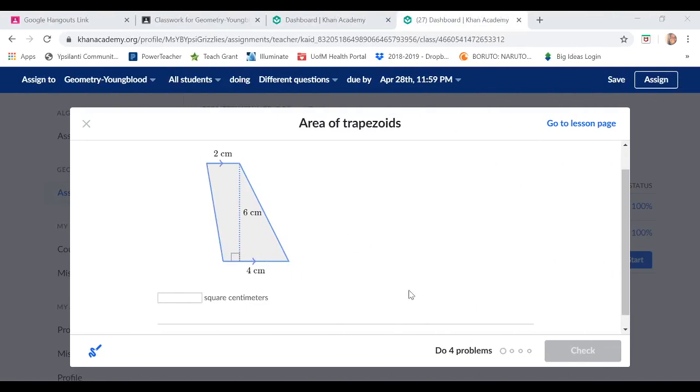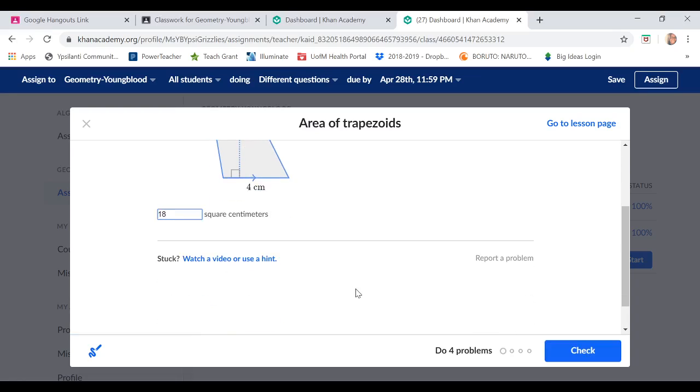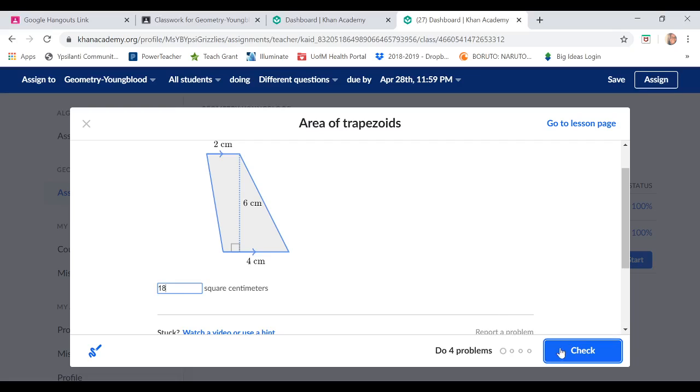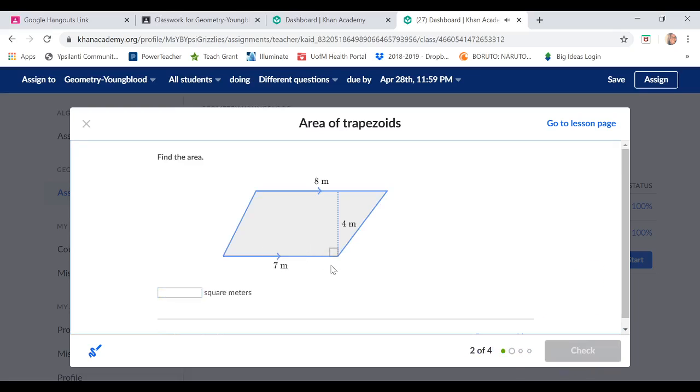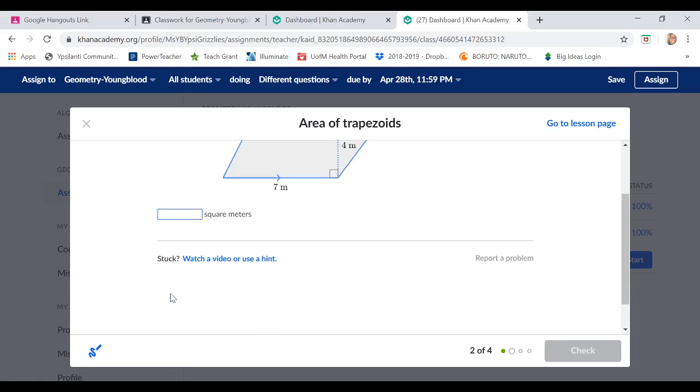Switching back to the Khan Academy screen. We said our answer was 18 square centimeters. Next one, very similar. We know this is a trapezoid because it has 1 pair of parallel sides and 2 non-parallel sides. To find the area, we're just going to add these two: 7 plus 8 is 15, multiplied by the height, which is 4. 15 times 4 gets us 60, divide by 2, and that gets us 30.